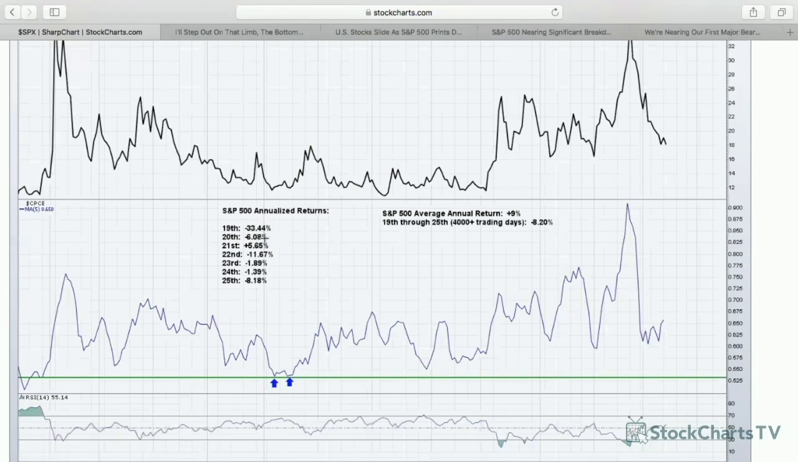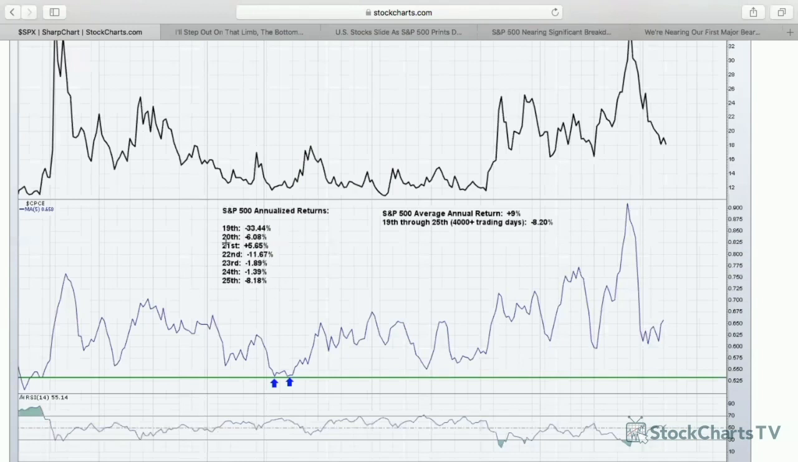But the 19th, 20th, 21st, all the way through the 25th, the only positive day is the 21st. And if you look over here, the S&P 500 average annual return is 9%. So in a perfect world, what you would expect is that every day of the month would have annualized returns of 9%. But all days are not created equal in the stock market. And you can see the 19th through the 25th, even the plus 5% day, all of them are below the average annual return of 9%.